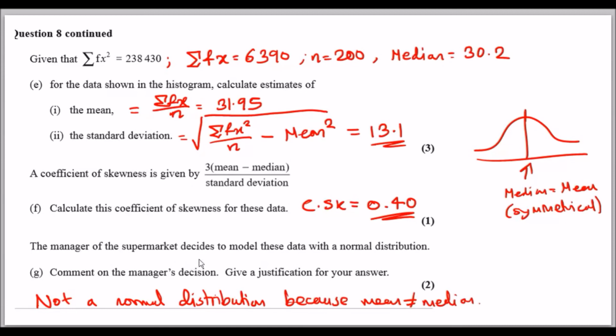Now, the manager of the supermarket decides to model these data with a normal distribution. One thing I'm going to add before I read this: something is normally distributed if the mean equals the median, or in other words, if it has a symmetrical distribution, or if the skewness is 0, because if you subtract two same values, you get 0. However, this is not 0. Now, comment on the manager's decision. Give a justification for your answer. So the answer is not a normal distribution because the mean doesn't equal the median.